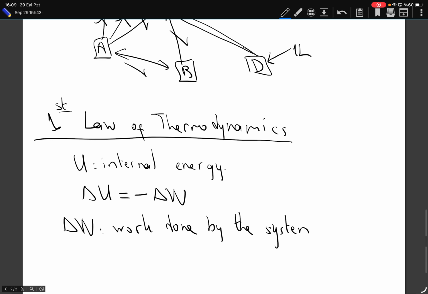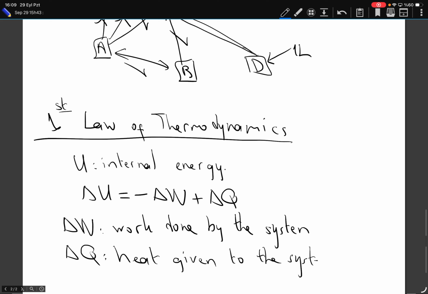And there might be other factors changing the internal energy of the system, which we all call the heat, Q, heat. For example, when you rub your hands, you are basically creating heat. You are increasing the internal energy of your hand by giving it heat.